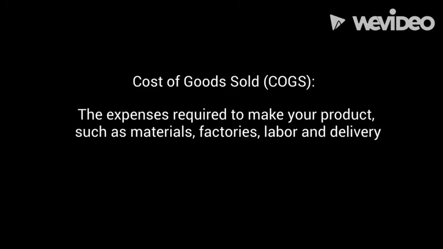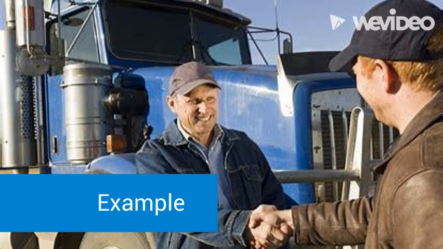Now that we've talked about earnings per share and net sales, let's talk a bit more about your cost of goods sold, sometimes also seen abbreviated as COGS. Your cost of goods sold are expenses to make products such as materials, plants, labor, and delivery. For example, let's say that you hire a truck driver to deliver your product to one of your customers. That expense is then accounted for in your cost of goods sold.